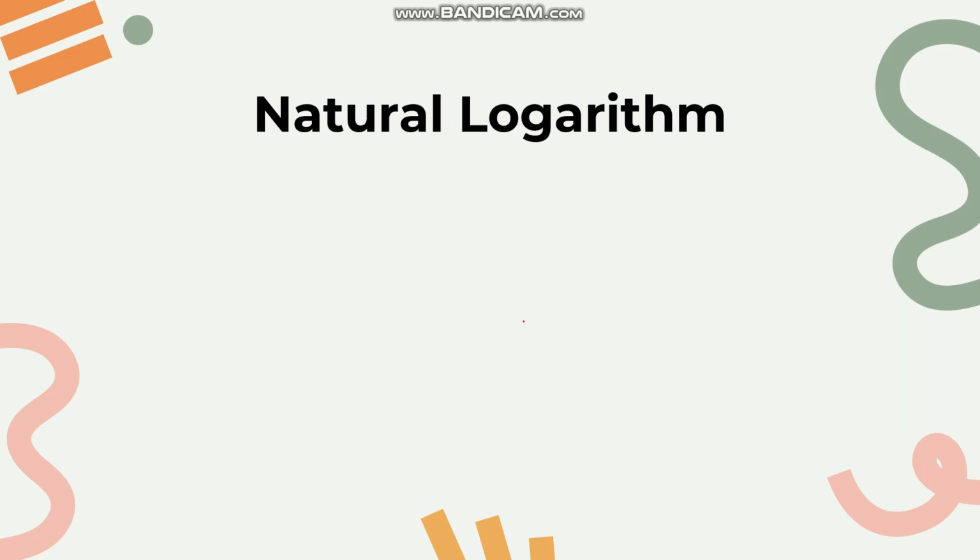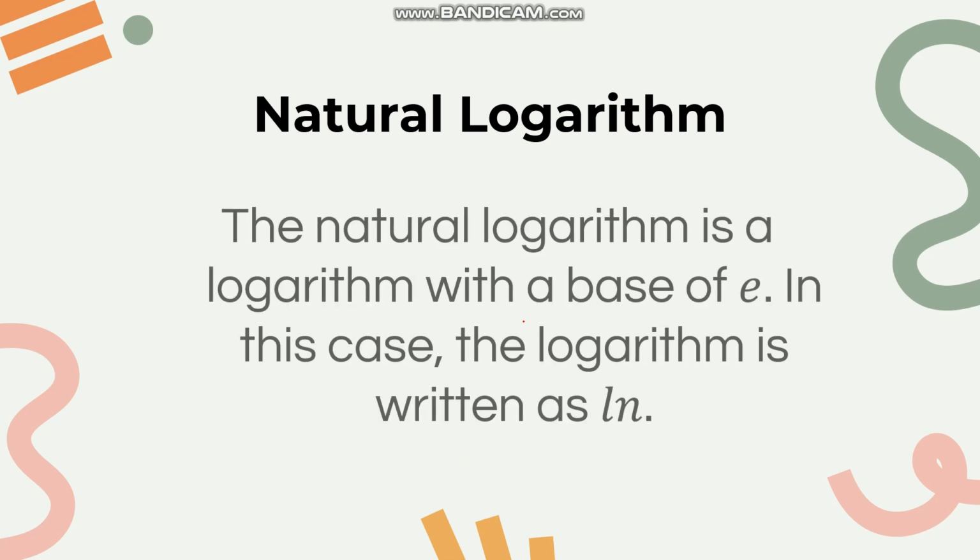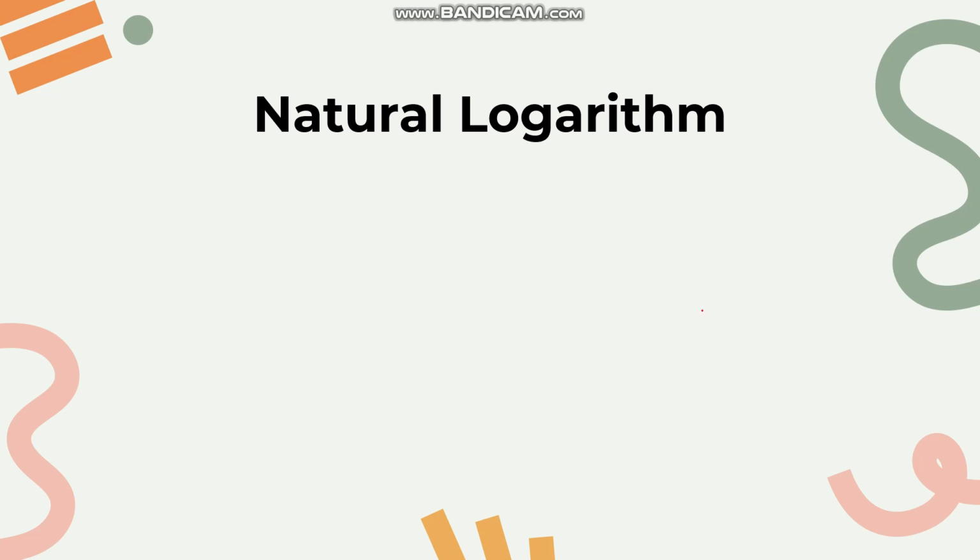Another case of special logarithm is what we call the natural logarithm. The natural logarithm is a logarithm with a base of e. During our discussion of exponential functions, I already presented to you the e, which is what we call the natural number. So if the base is e, or our natural number, then the logarithm is written as ln. So it's not log anymore, but we will be using ln. If you see this, this means that the base of the logarithm is e, our natural number.